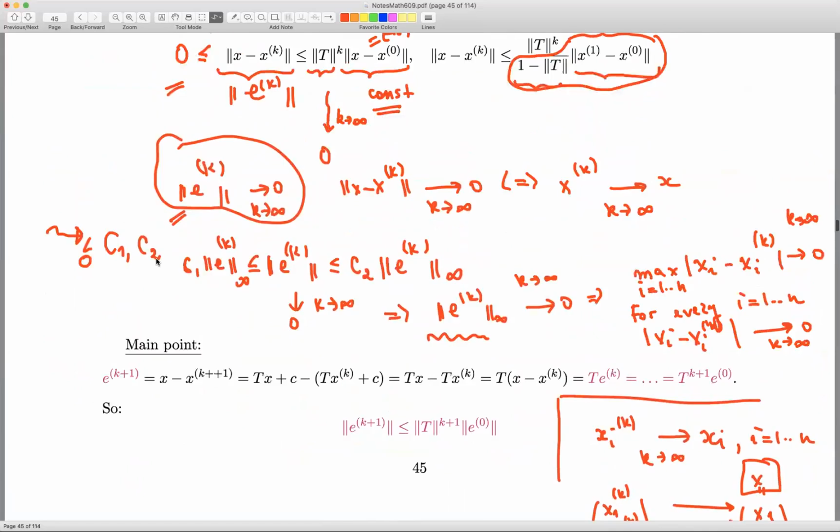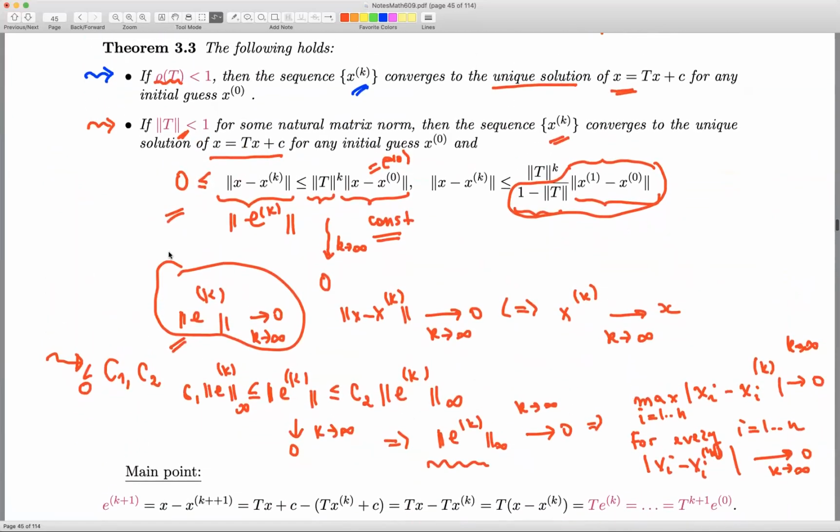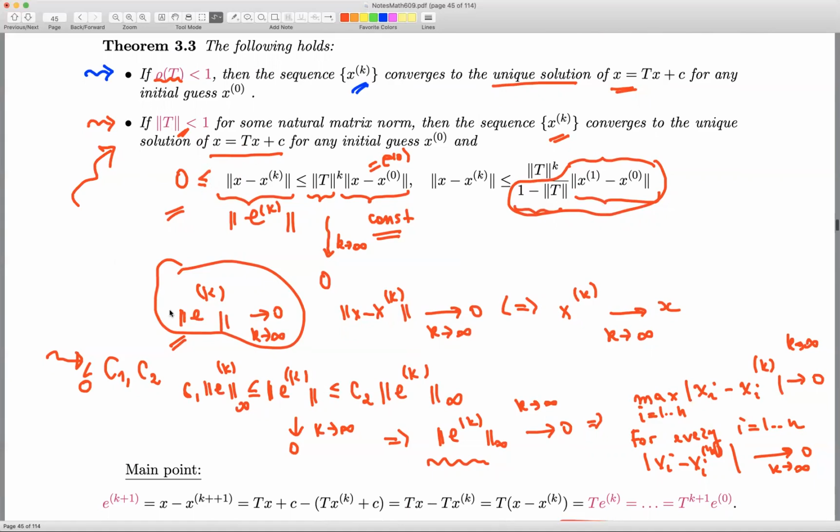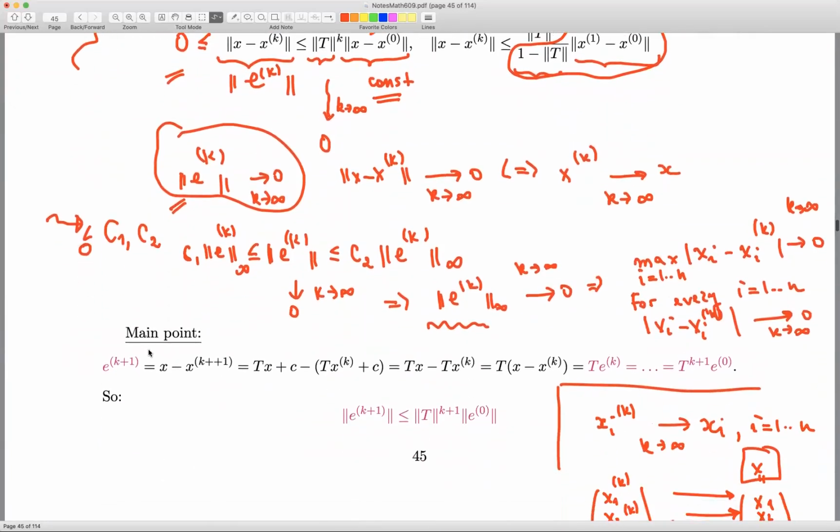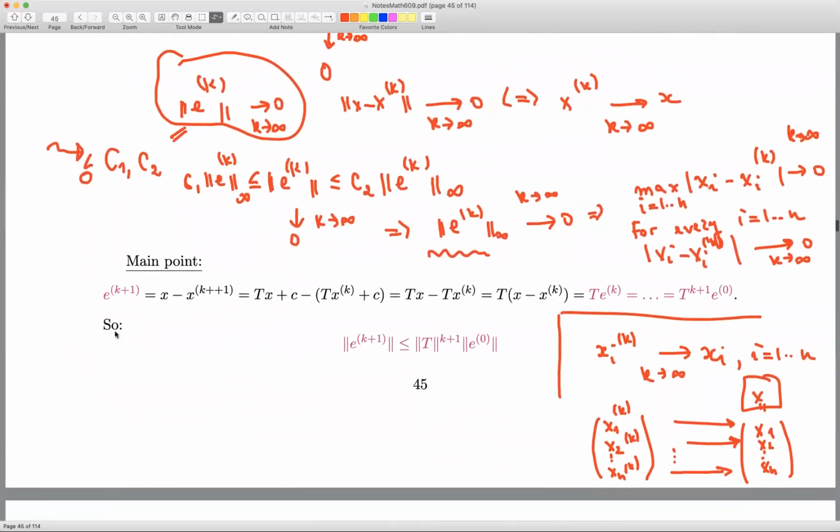If we go back to the theorem, one of the main observations that we used in order to prove this part of the theorem, which actually was a separate theorem before, was that if you look at the error at step k plus 1, which by definition is the exact solution minus the output of your iteration at step k plus 1.